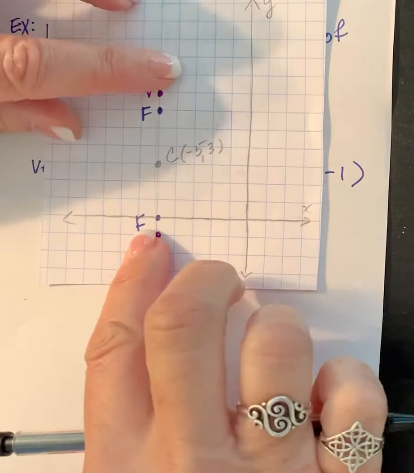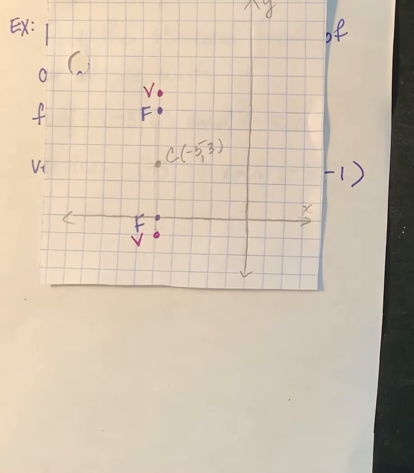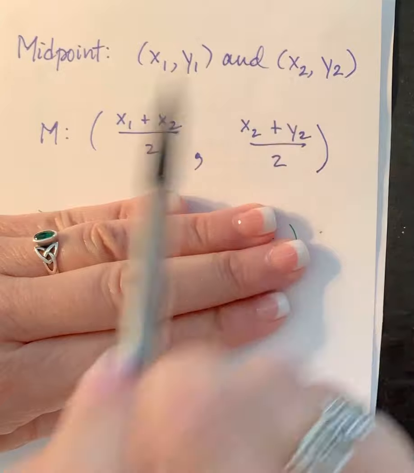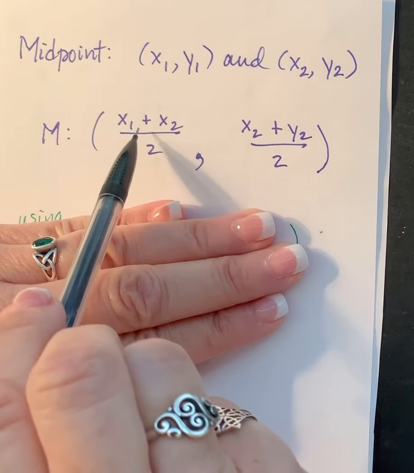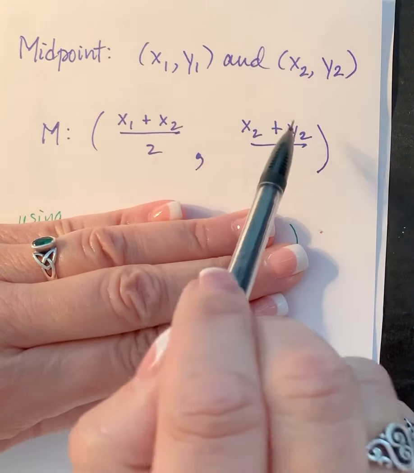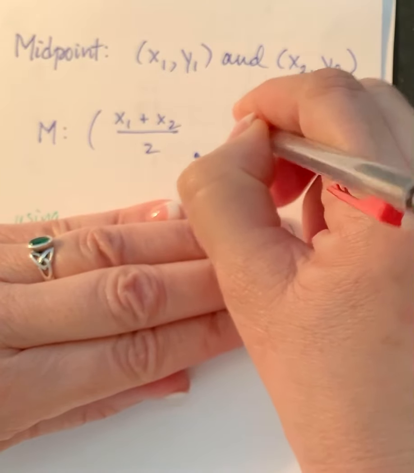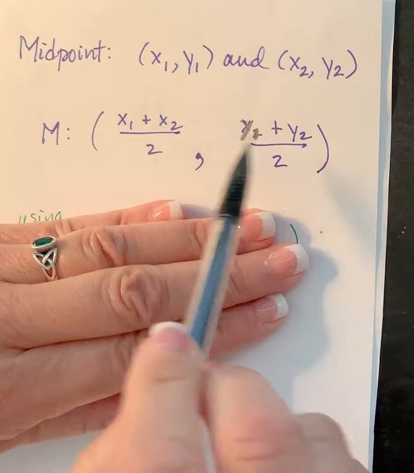Now, in general, if you don't want to graph, you can just find the midpoint. You could use the coordinates of the two foci and use the midpoint formula. So a quick recap on that. If you have 2 points, (x1, y1) and (x2, y2), here's the formula for the midpoint. Basically, you average the x coordinates together, so add them together and divide by 2, and then you average the y coordinates. This should say y1. And that will give you the midpoint.